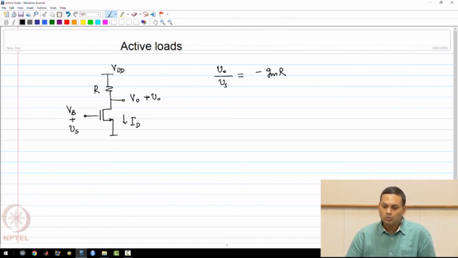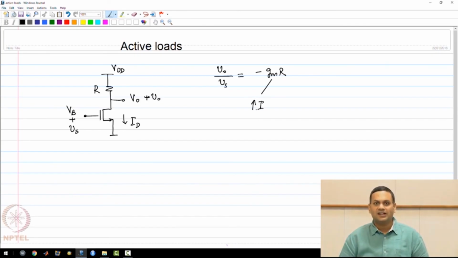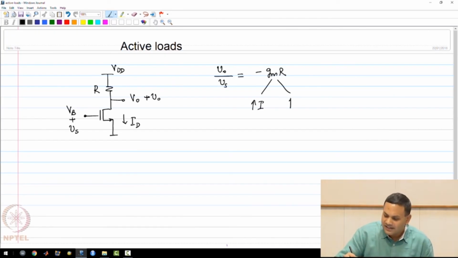Now suppose I want to get more and more gain from the circuit, I will need to either increase the gm of the circuit or increase the resistance of the circuit. Now there is a limit to which you can increase the gm, primarily because you don't want to keep increasing the power by increasing the current. So if I want to increase gm, I need to increase current, which means power consumption would increase. I do not want to do that. The other thing that I would need to do is increase the width to length ratio.